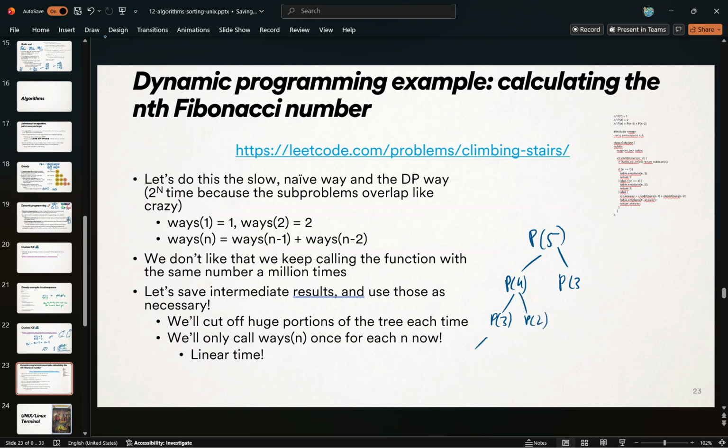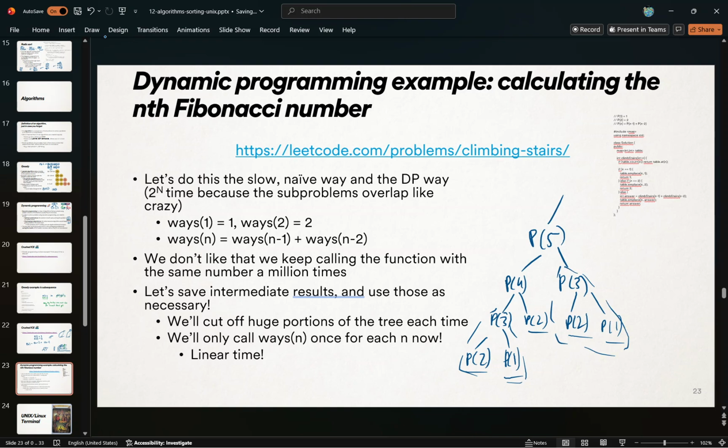And P of 3 would call P of 2 and P of 1. Now 1 and 2 are the base cases, so I can stop there. P of 3 would also call P of 2 and P of 1, and those are your base cases. Notice that you got a bunch of duplication of these calls to the base cases, right? You have all of P of 3 over here and duplicated. That's disgusting. And it gets even worse the more you call, right?